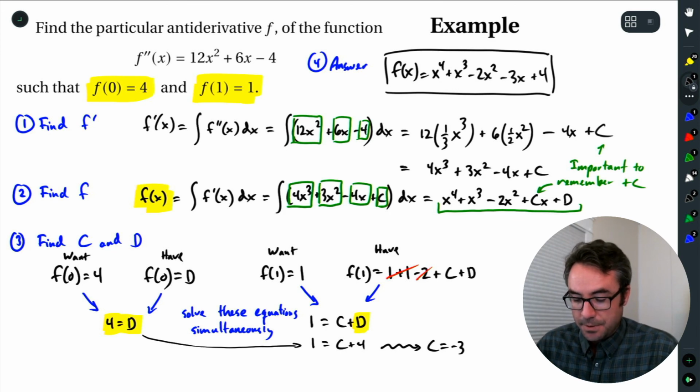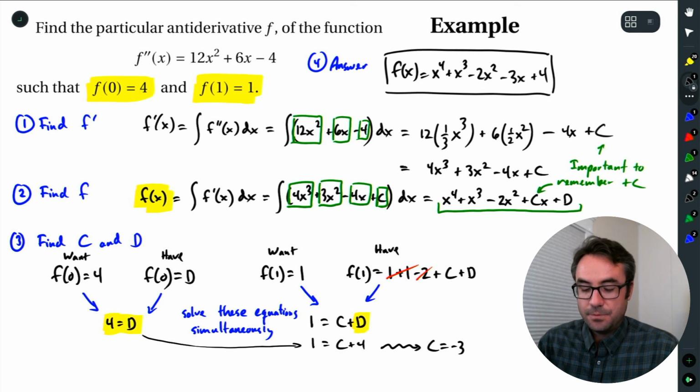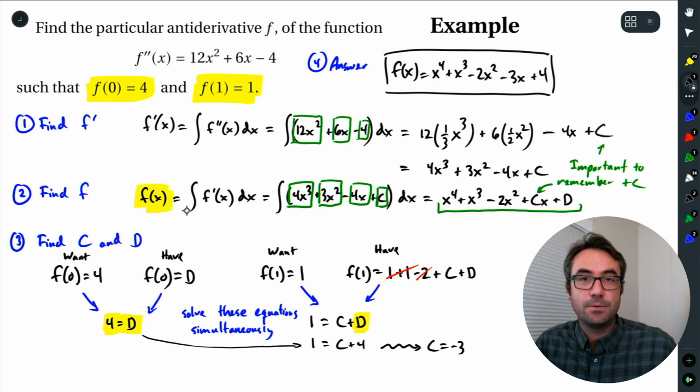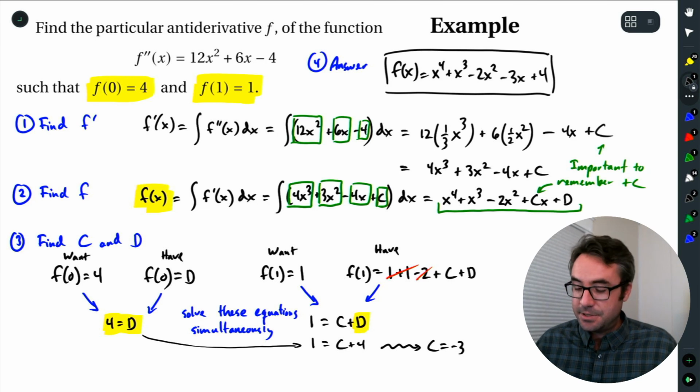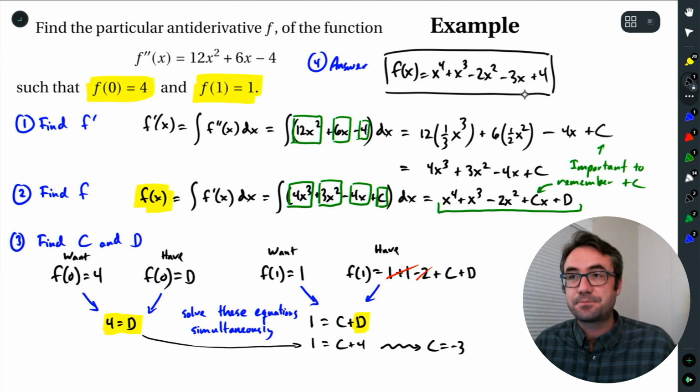All right, so you can see we were given the second derivative, and so we had to integrate twice. One integral to undo each of those derivatives. And then each time we undo a derivative, we need an initial condition to figure out the constant. So we had 2 initial conditions here, and we were able to recover our function completely. This is the particular antiderivative.